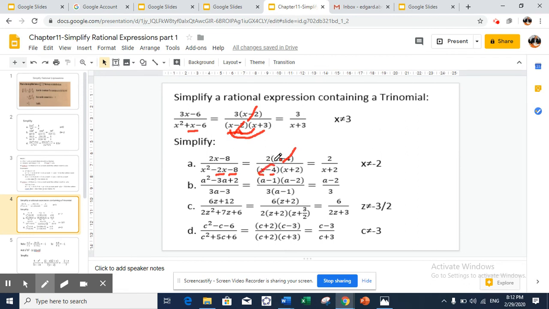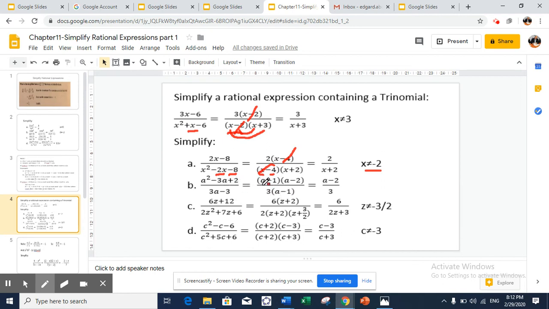So instead of wasting time on delta, we use this method. But sometimes if you are not able to do it, we go to delta. So it's 2 over x plus 2. X cannot be minus 2. Here I can put the 3 in factor. I have a minus 1. As you can see here, a plus b plus c is 0. 1 minus 3 plus 2 is 0.